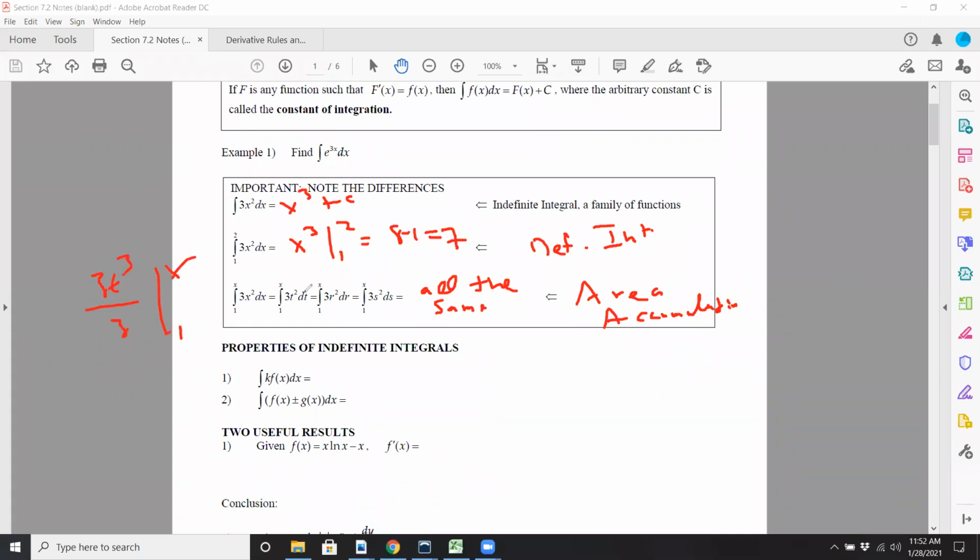From 1 to x. Remember, you add 1 to the exponent and divide by the new exponent. Those cancel. Then you plug in x and you get x cubed minus 1. So all these still equal x cubed minus 1, and they represent area accumulation as a function of x.